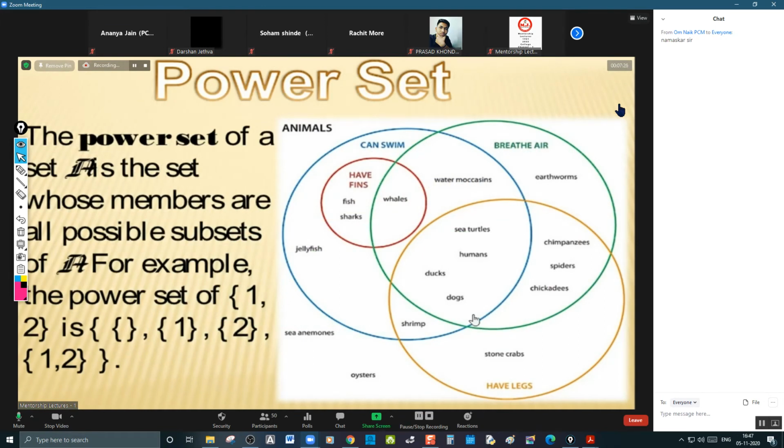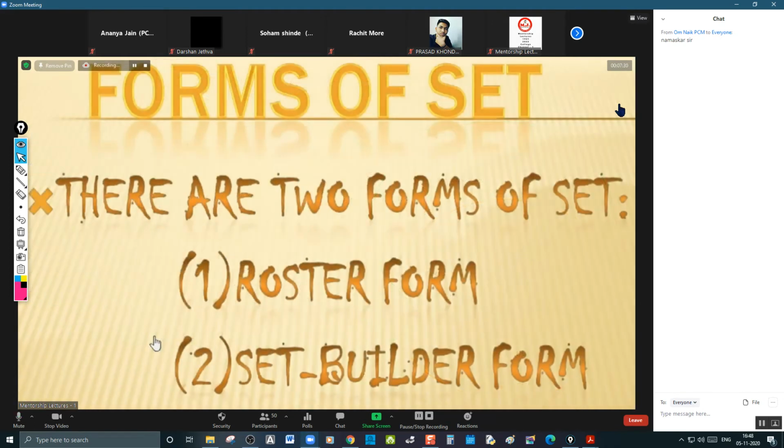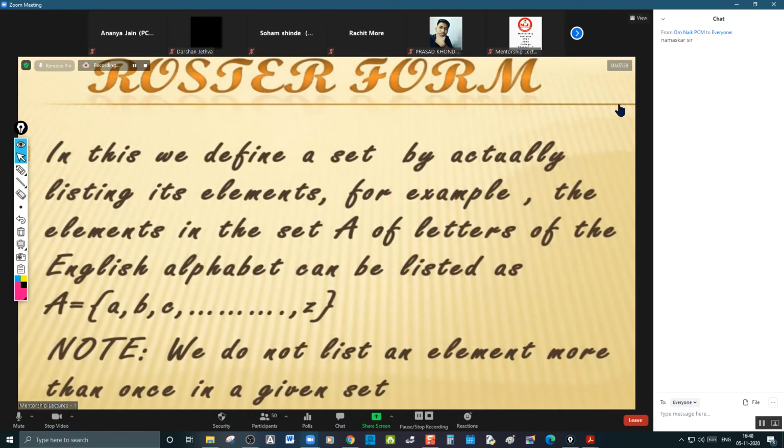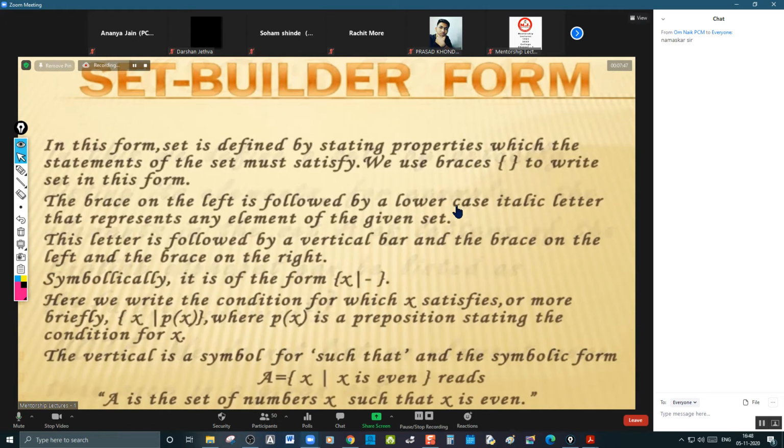In any presentation, it is easy to present anything through sets. So you have to understand that set theory is a real life application topic. Okay, now let us understand.